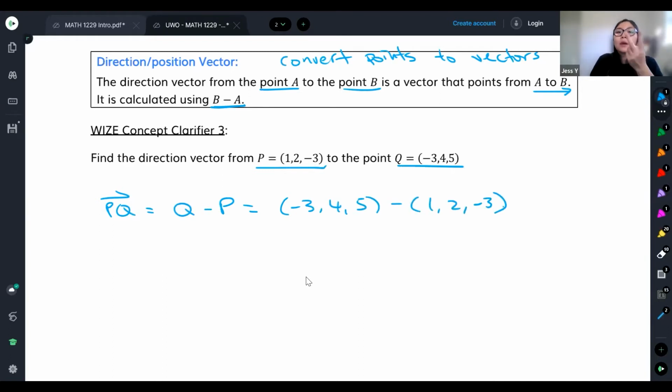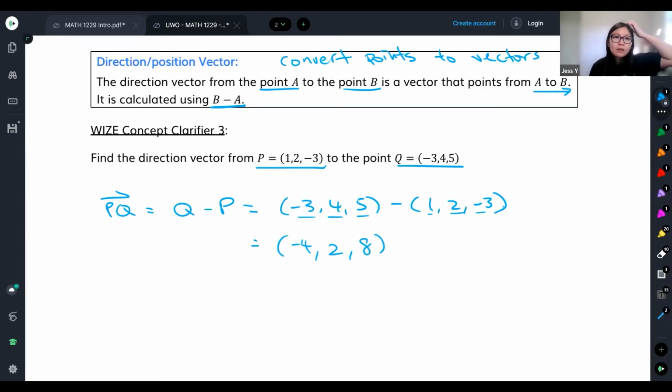If you did the other way, if you did P minus Q, you'll get the wrong answer. You'll actually get the opposite vector, okay? So we subtract. Negative 3 minus 1 is negative 4. 4 minus 2 is 2. And then 5 minus negative 3, it's like 5 plus 3, 8. Okay? So the vector going from P to Q is negative 4, 2, 8. If they wanted the vector from Q to P, then you would do P minus Q, and then you'll get the negative of this.